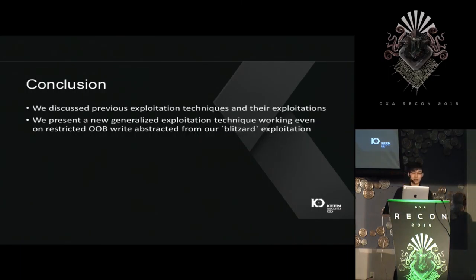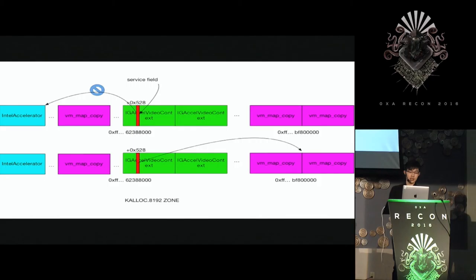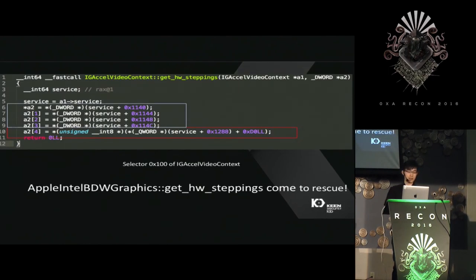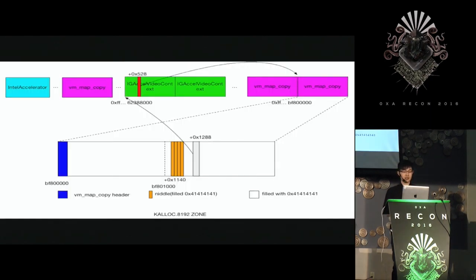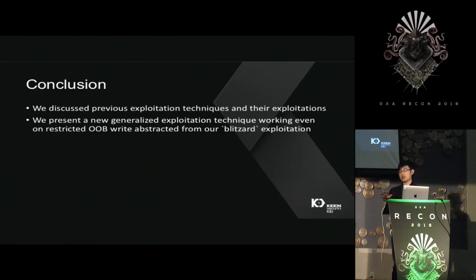So in conclusion, we have discussed previous exploitation techniques and their mitigations by Apple, and we have presented a new generalized exploitation technique, so that even if you have a not-so-good, restricted OOB write, you can still use it to get a 100% stable kernel root exploit. And we can see that the get hardware steppings function and the context finish function and also the sprays are all legitimate features in the OSX kernel, and they are not related to any vulnerability, which means that we can adopt them to other OOB write vulnerabilities or even heap overflow vulnerabilities. So we call it a generalized exploitation approach.